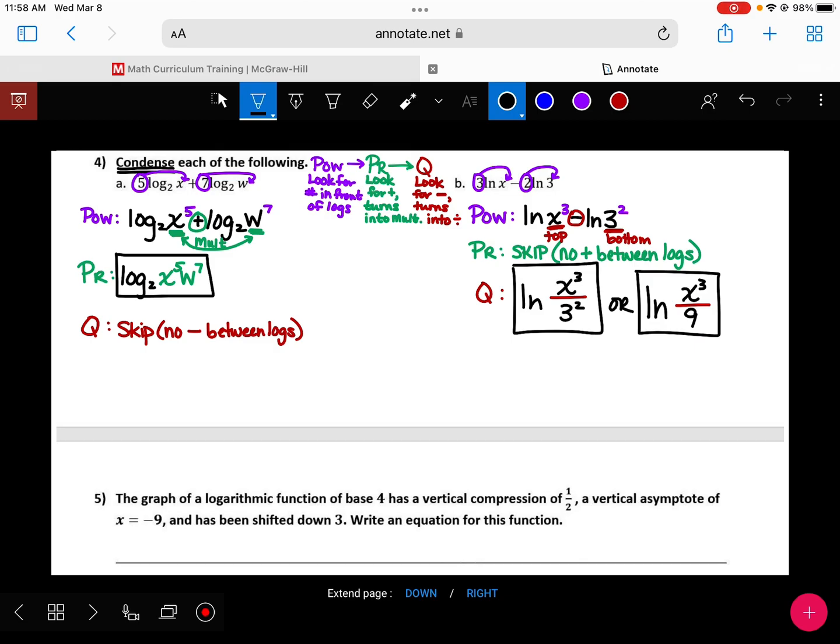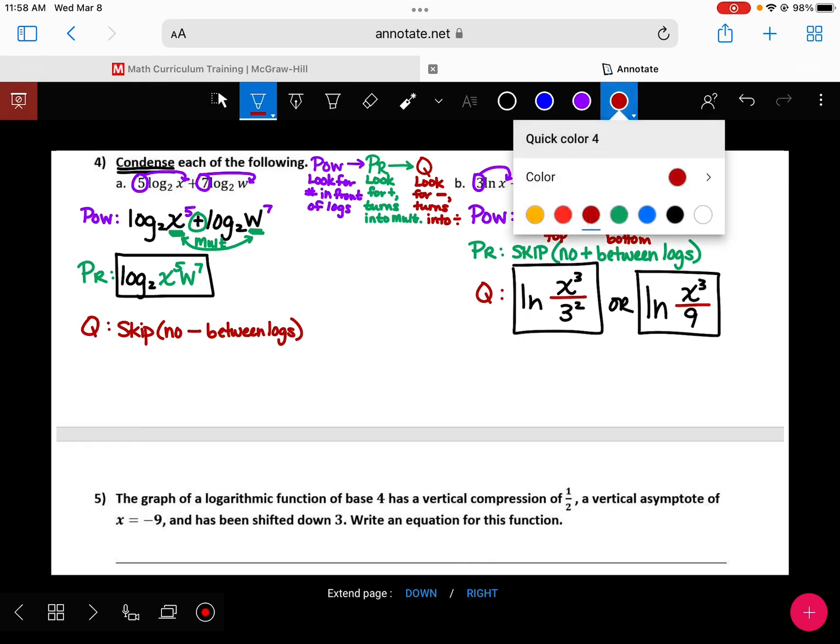All right. Number 5. I know it's way down at the bottom of the screen. I'll try to pop it up higher when I'm done writing stuff. The graph of a logarithmic function of base 4 has a vertical compression of 1/2, a vertical asymptote of x equals -9, and has been shifted down 3. Write an equation for this function.